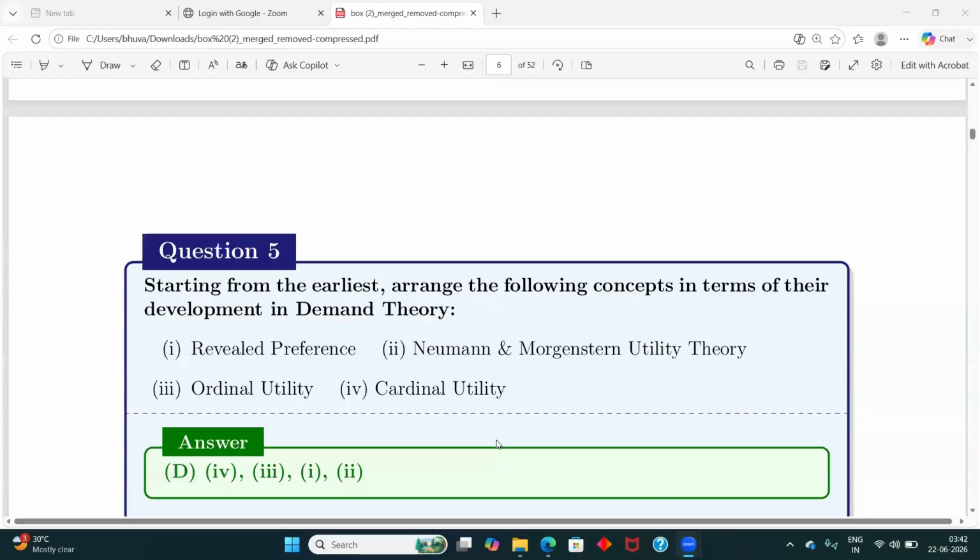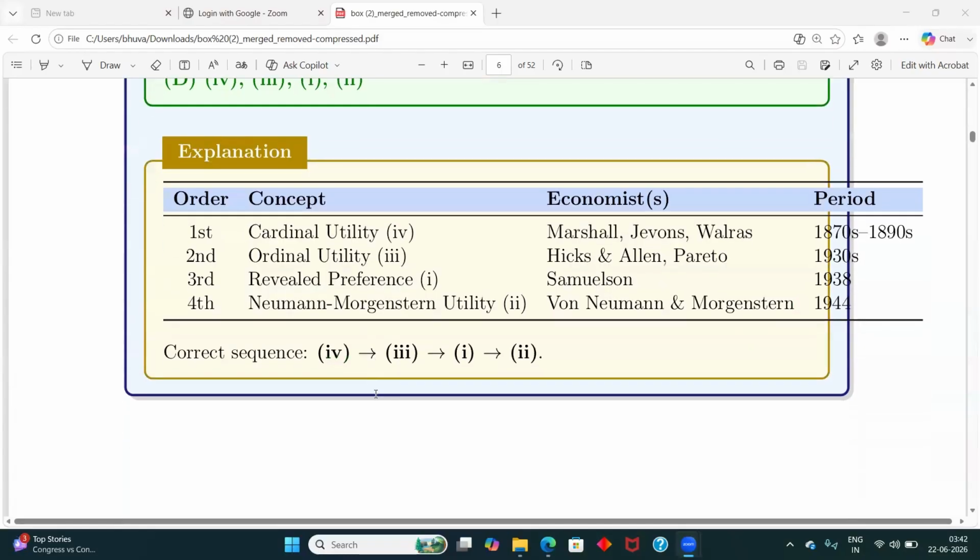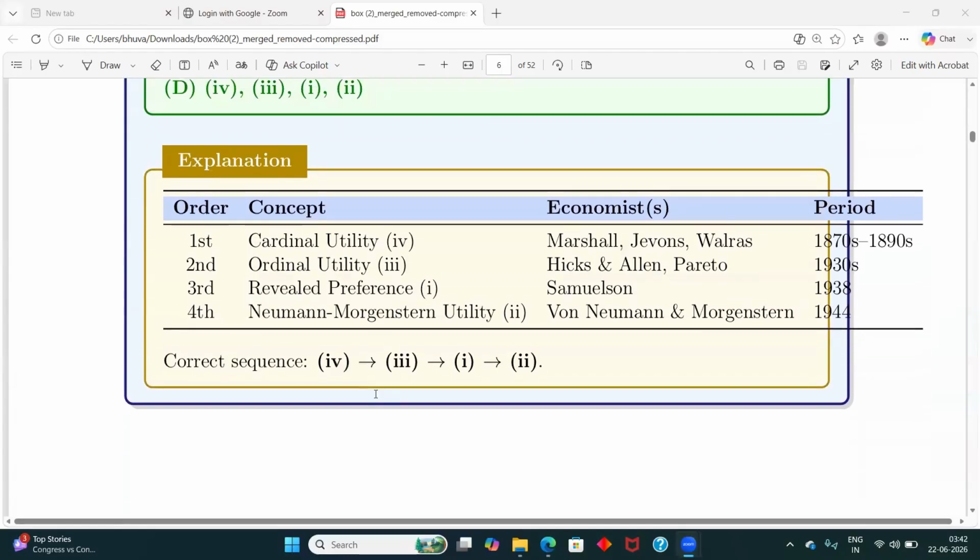Question number 5. Starting from the earliest, arrange the following concepts in terms of their development in demand theory. One, revealed preference. Second, Neumann and Morgenstern utility theory, ordinal utility, and cardinal utility. So let's see the explanation.